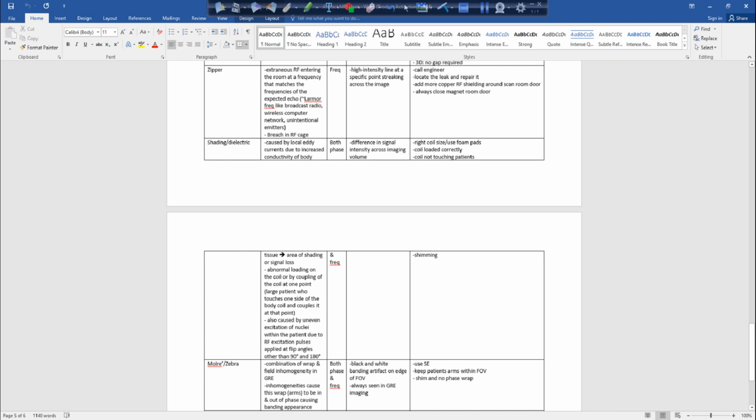So the remedy for this one, these are just patient prep remedies. Use the right coil size. So if you're doing an ankle, obviously don't use the abdomen coil. Use foam pads in between the coil and the patient, and in between the patient and the bore of the magnet. The coil should not be touching the patient. Even something as thin as this could prevent these shading artifacts, as long as there's something. Sometimes just the gown will help.